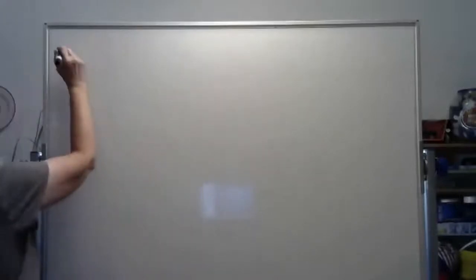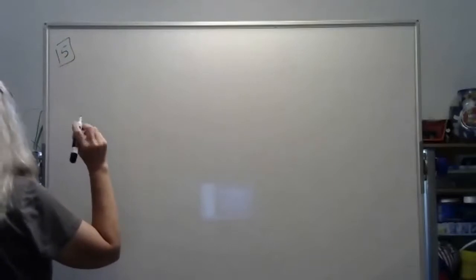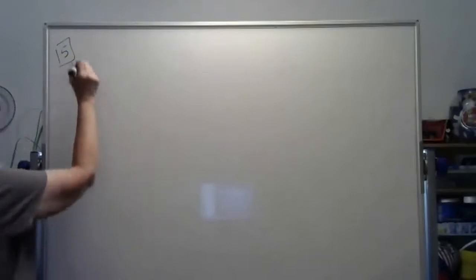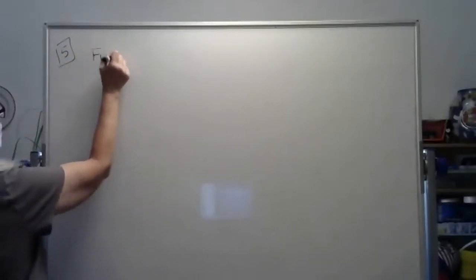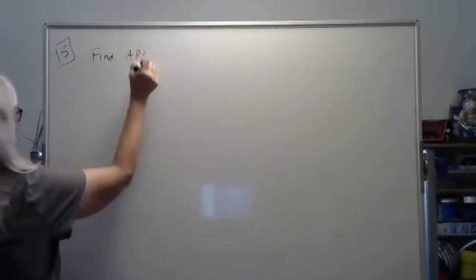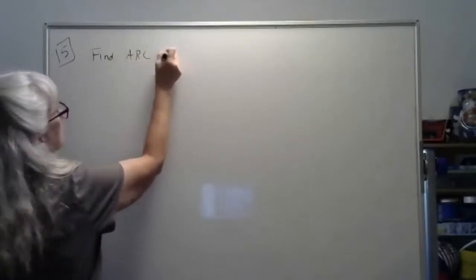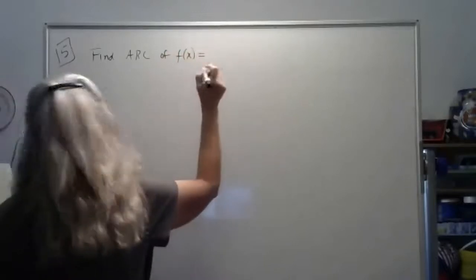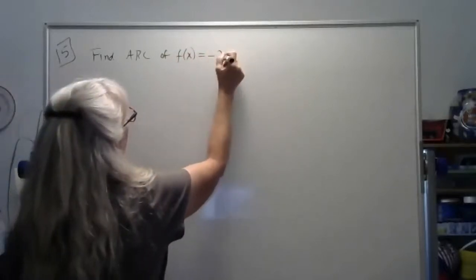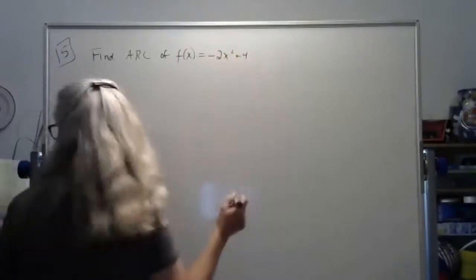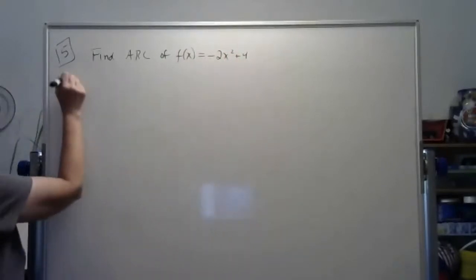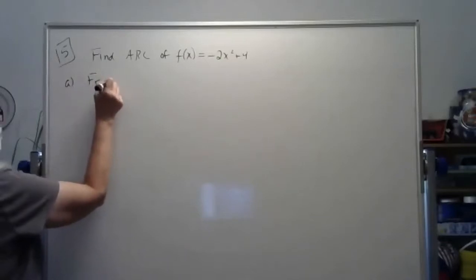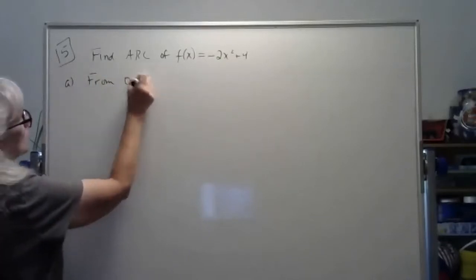So this is our last example, example 5. We just did example 4. Find the average rate of change of f of x equals negative 2x squared plus 4. And we want to do that for part A. We're going to go from 0 to negative 2.